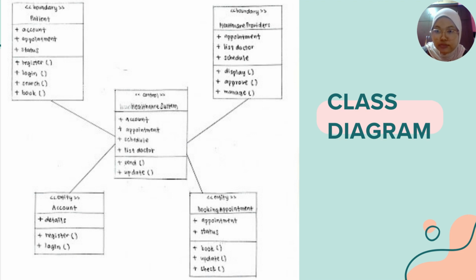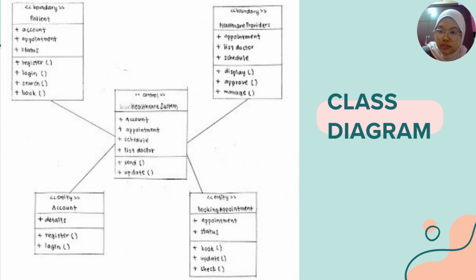an appointment for the patient. And the second boundary class is the healthcare provider. It has the attributes appointment, list doctor, and schedule. The healthcare provider can display the data information, approve the booking appointment of the patient, and manage the booking that the patient made.